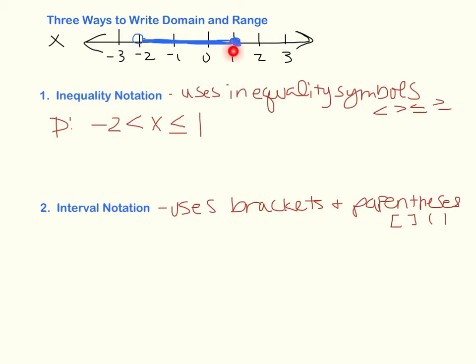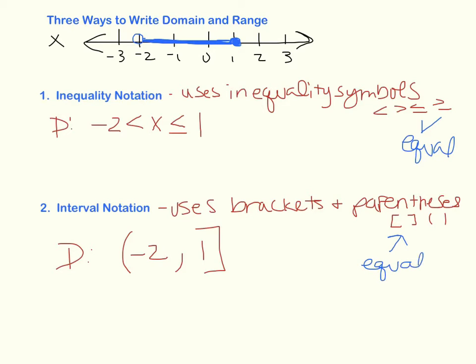All right? Whereas if you're writing in interval notation, you're going to use the brackets and parentheses. So you'll use a parenthesis for the -2 because it's not equal to -2. So -2 to 1. The equal to, we know that from the inequality symbols, that's represented by the bracket when you're using interval notation.